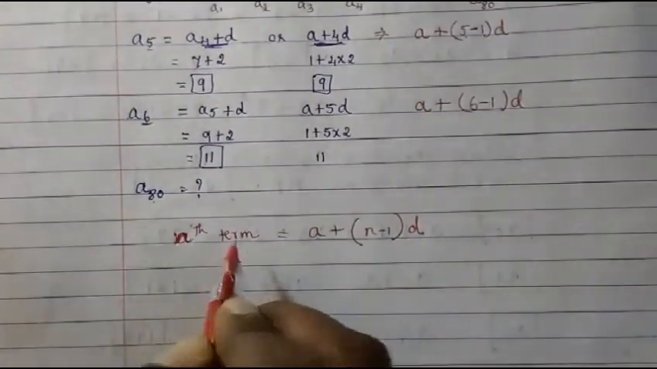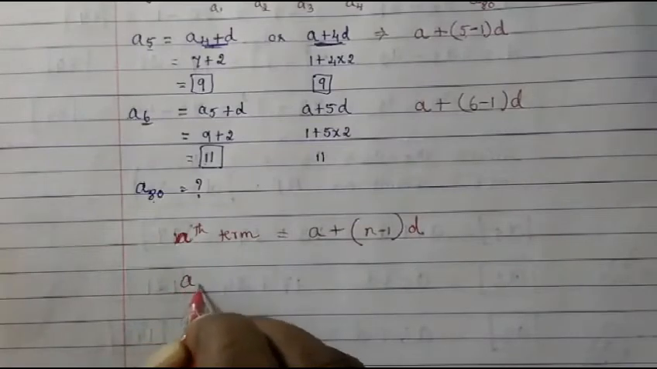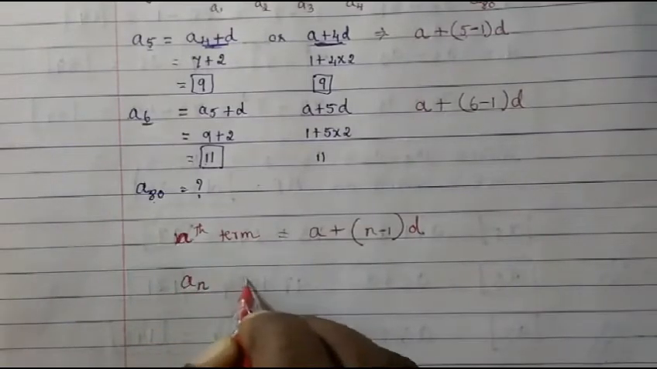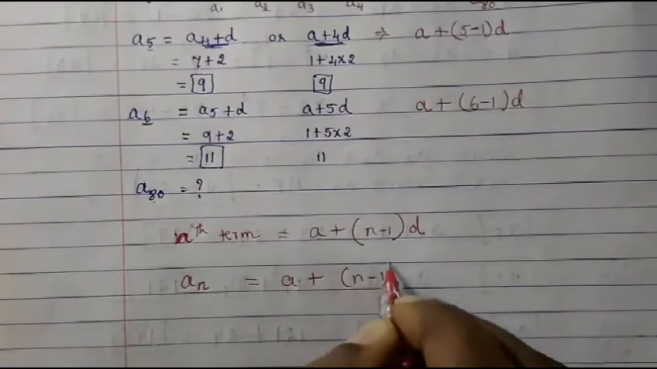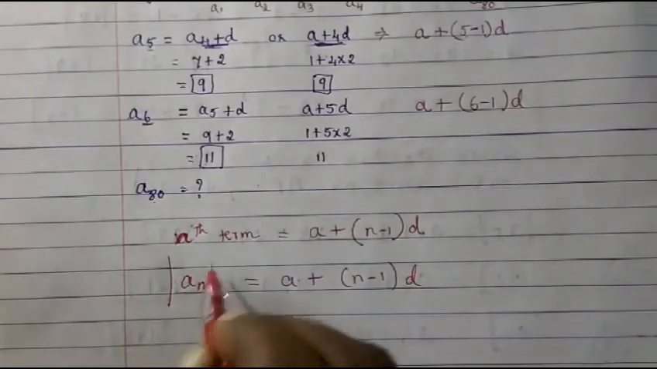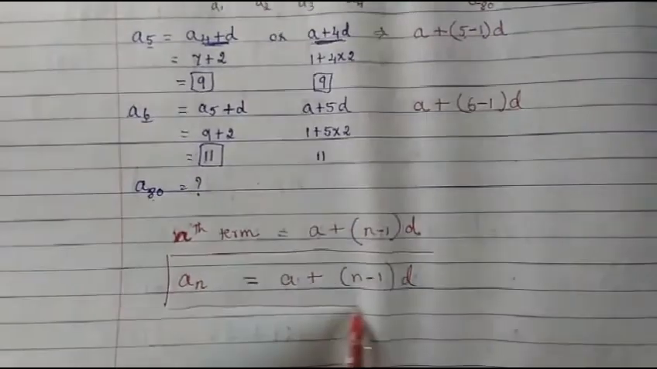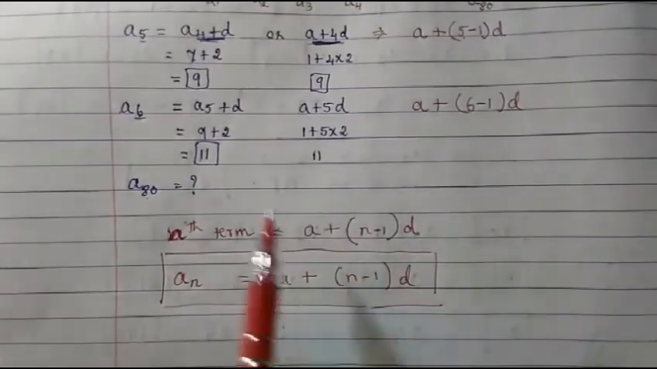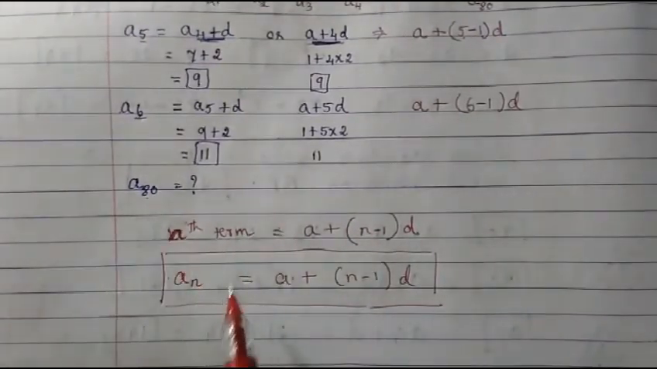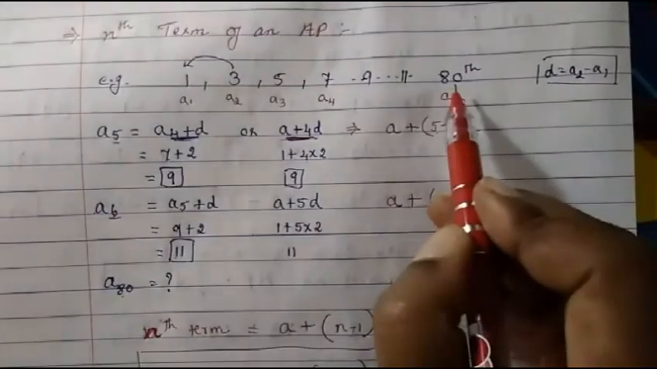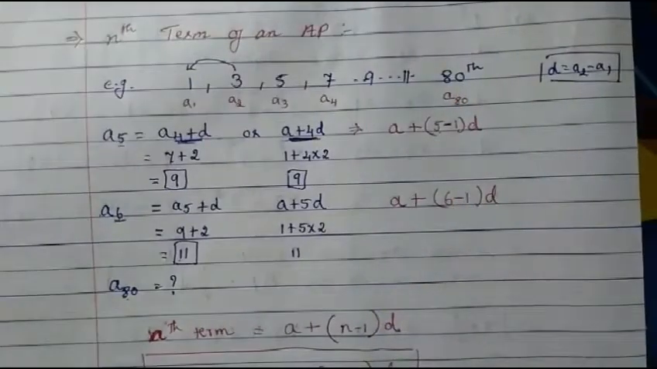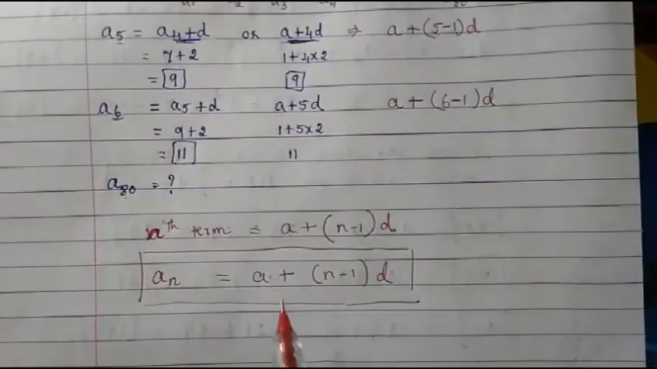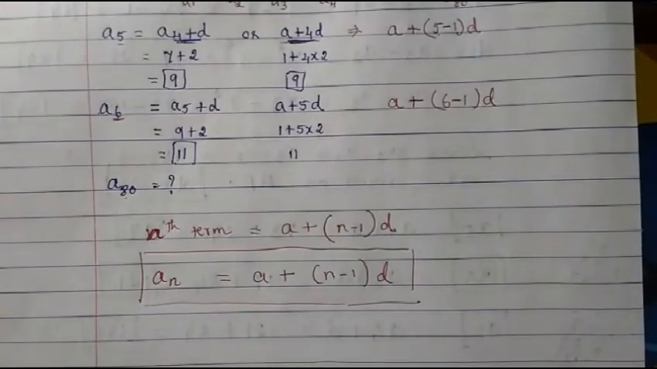So same way nth term also we can write: A n equal to A plus n minus 1 D. So this is the formula that we are going to use to find out the nth term. So any term if they ask, they can ask 100th term, 120th term, 70th term, any term. So directly you can use this formula and get the value of the nth term.